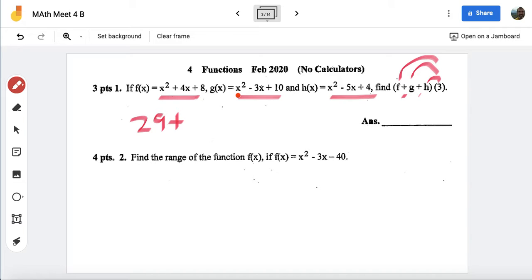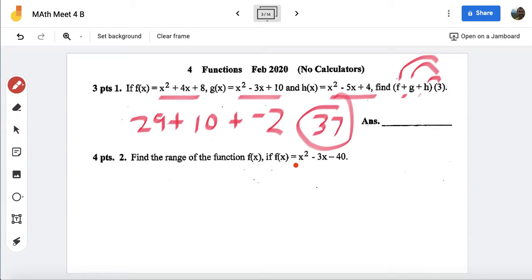Plug a 3 in here. 9 minus 9 is 0, plus 10. And then 3 into this one. 9 minus 15 is -6. -6 plus 4 is -2. That equals 39 minus 2, so 37.